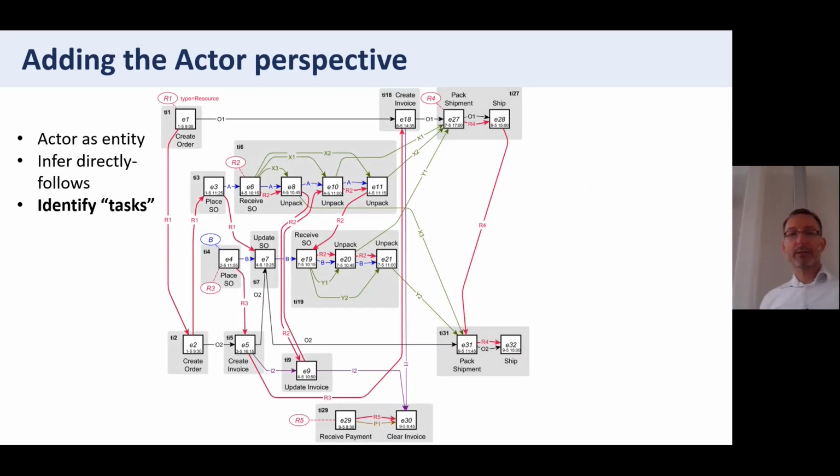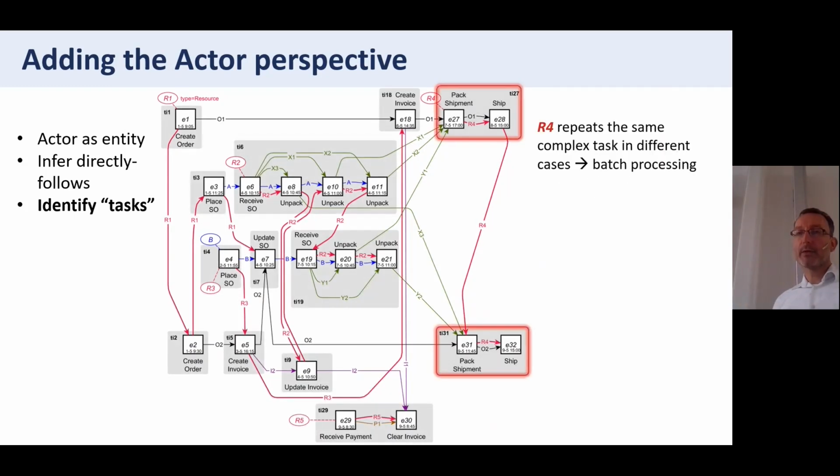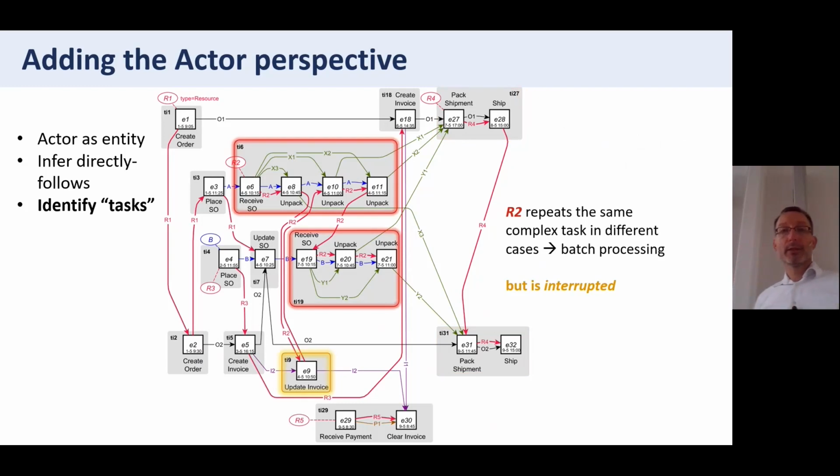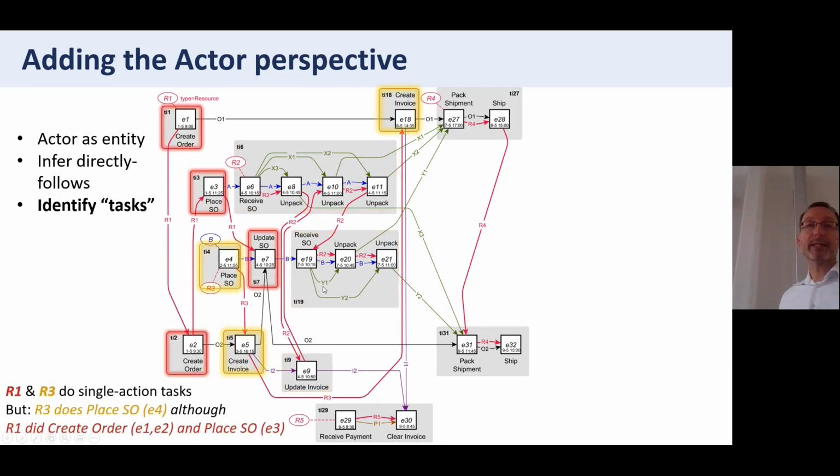So we have all these different patterns, right? Repeating the same complex task in different cases. Also here, repeating the same complex task in different cases, but being interrupted and then returning. Doing isolated things, and then Costas already revealed the problem that we have. R1 should have been doing this one to do the consistency, and then we would have avoided this delay.